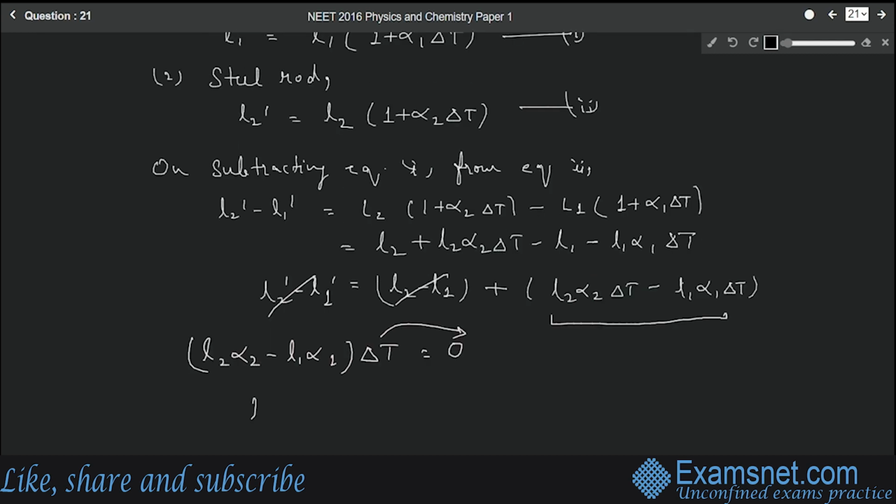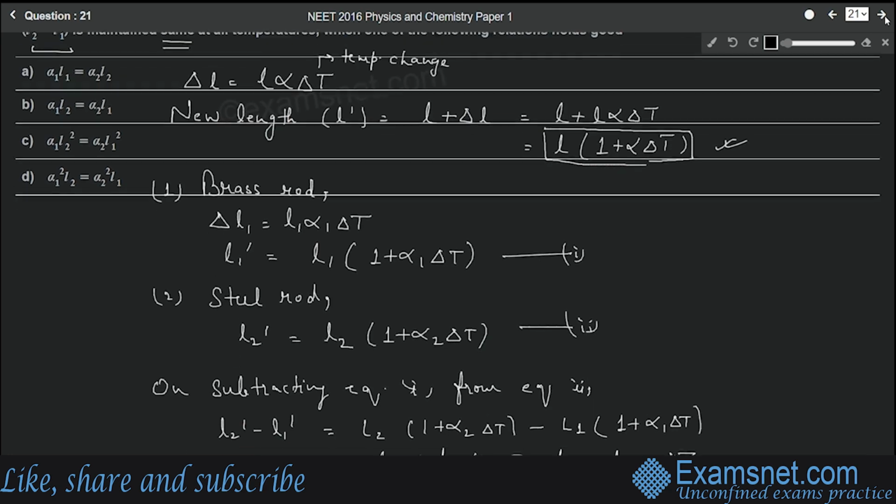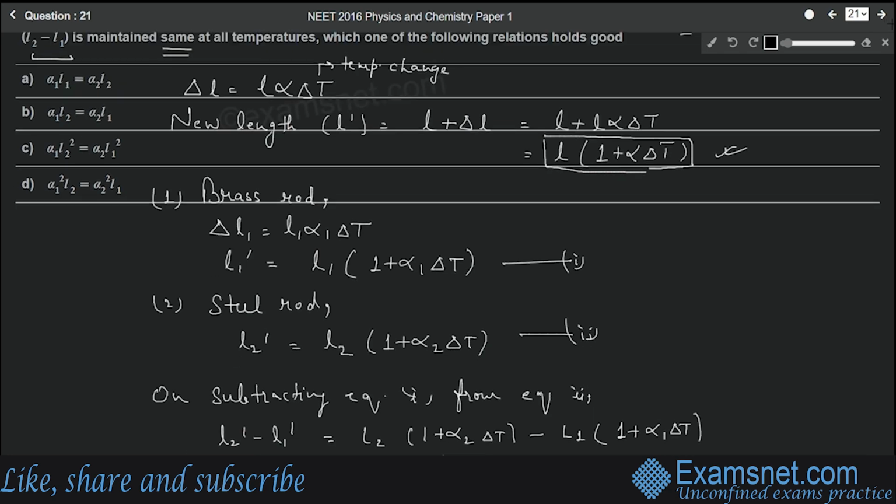So we can say that L2 alpha 2 minus L1 alpha 1 is equal to 0. So L2 alpha 2 is equal to L1 alpha 1, or L1 alpha 1 equals L2 alpha 2. So this is the relation. Now let's see. The first one is alpha 1 L1 equals alpha 2 L2. Yes, this is the correct relation, right? So option A will be the correct answer.